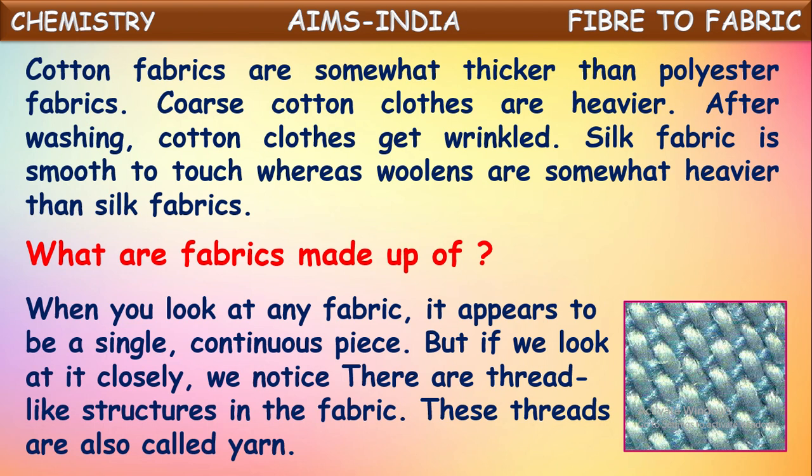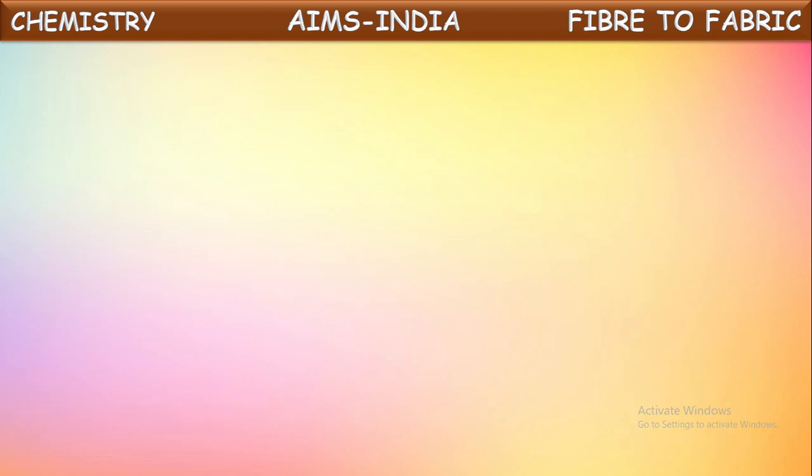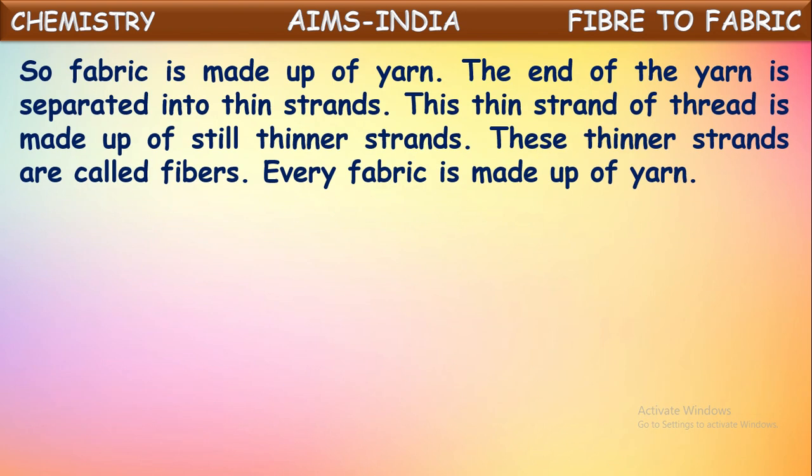These threads are also called yarn. See, it is a cloth seen through a microscope or magnifying glass very closely, and then we can see these thread-like structures, isn't it? These thread-like structures are called yarn. So, fabric is made up of yarn. The end of the yarn is separated into thin strands. This thin strand of thread is made up of still thinner strands. These thinner strands are called fibers.